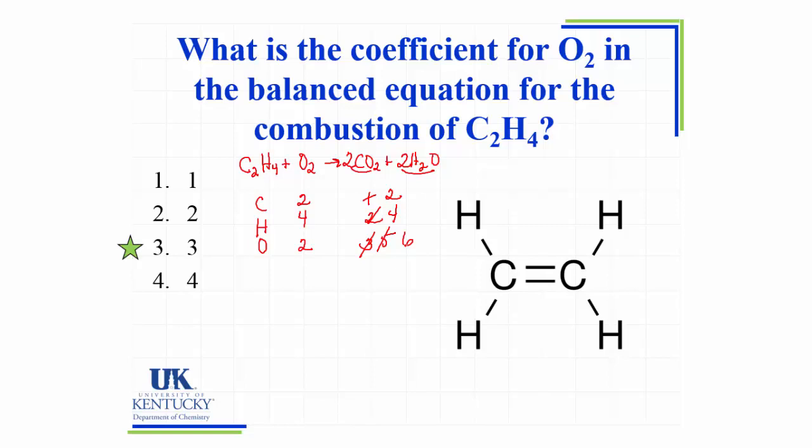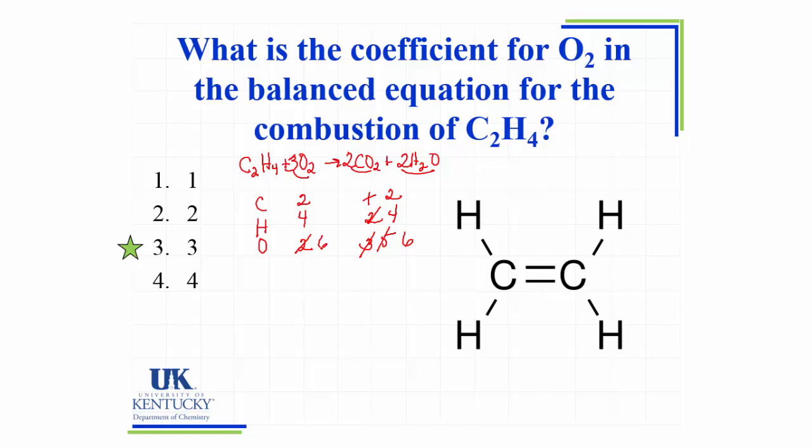Now I see that my carbons and hydrogens are both balanced. The only thing that's unbalanced is the oxygens. And so if I have 2 oxygens on the left and 6 on the right, I simply need to add a 3 as a coefficient on the left side, and that gives me 6 oxygen atoms on the left.